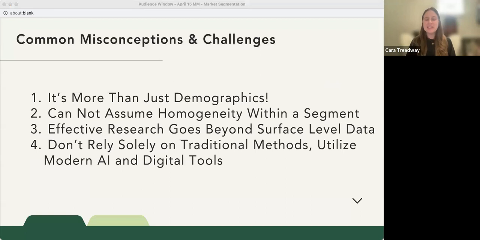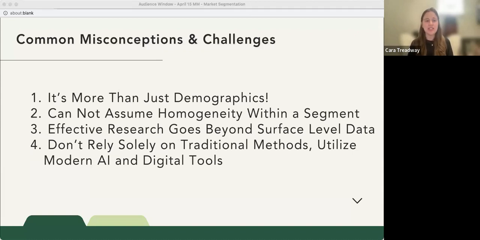So as we go through this, there are a lot of common misconceptions and a lot of challenges in market segmentation. And so it's really essential to start by recognizing that it goes a lot further beyond just demographics. So we're not just looking at age, sex, and location here. We really want to understand the psychographics of your audience, their needs, their lifestyles, and their behaviors. It's equally as crucial as demographics are.